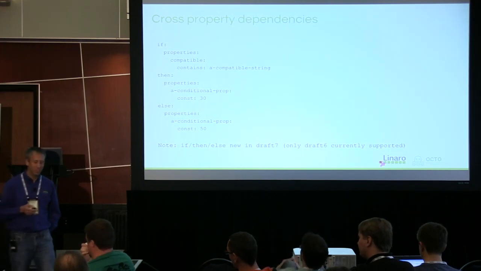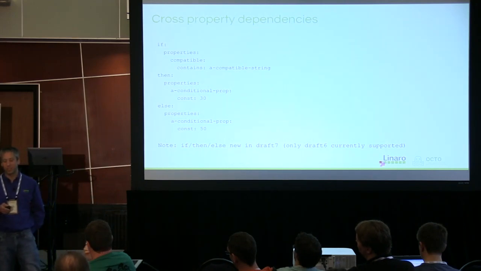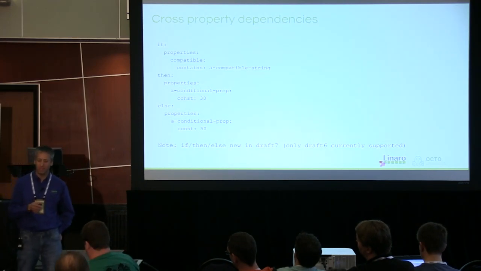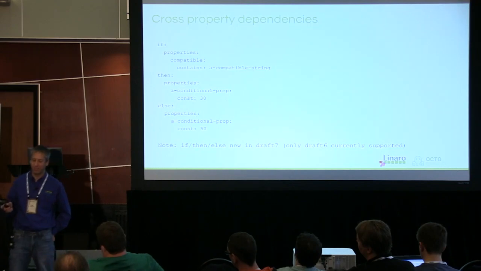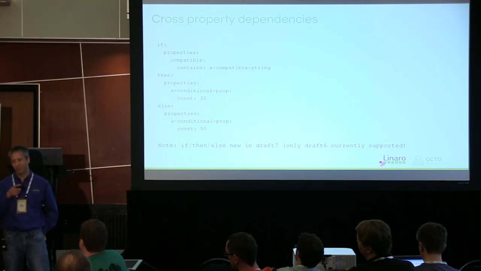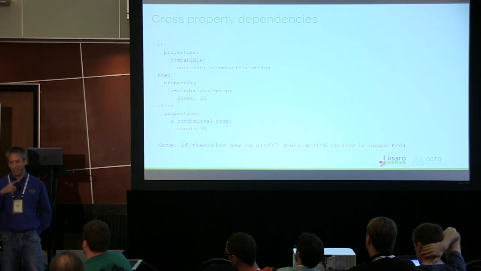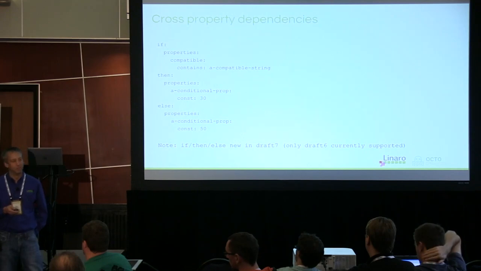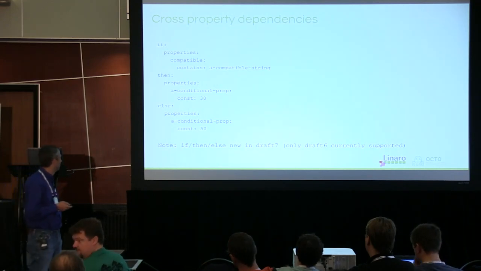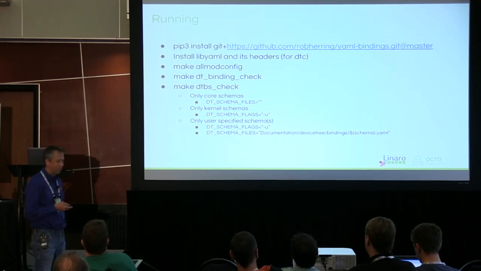Yeah. I think we're fine there, because the constraint there would be that you just have a contains for the 16550 binding, and then in your more specific case, you say it's TI UART, and then it's a 16550. So how do you run all this?